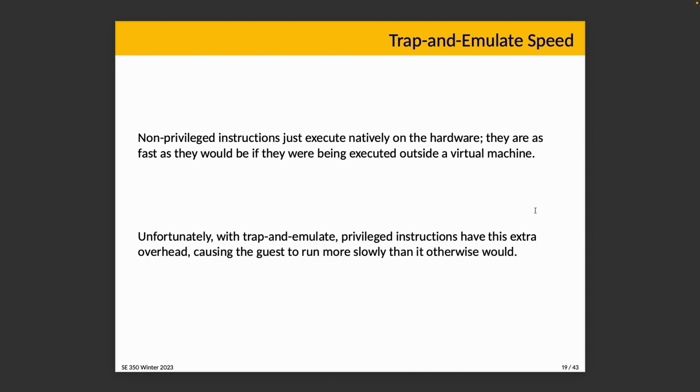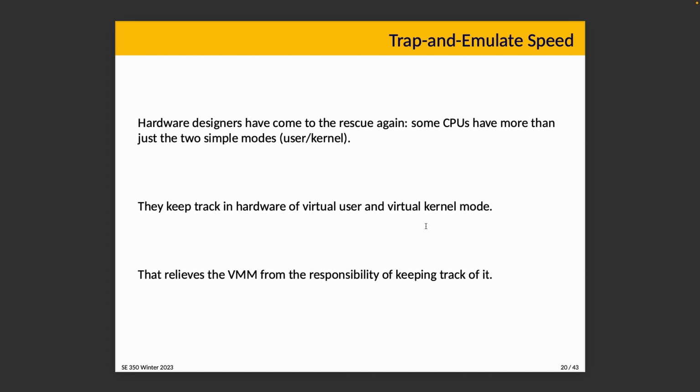However, with trap and emulate, the privileged instructions are more expensive because it's not just a question of switching from user mode to kernel mode. We switch to virtual kernel mode, and then there's another trap, and emulating or simulating, if you will, the instruction that was supposed to be executed is more expensive than actually just directly executing it. So if you've wondered why virtual machines are slower than non-virtual machines, this is a big part of why. With trap and emulate, there is this extra overhead.